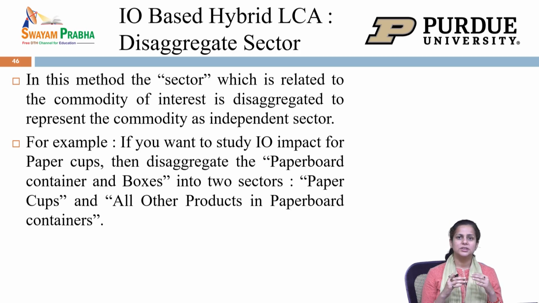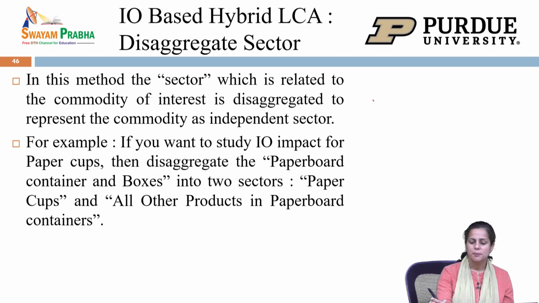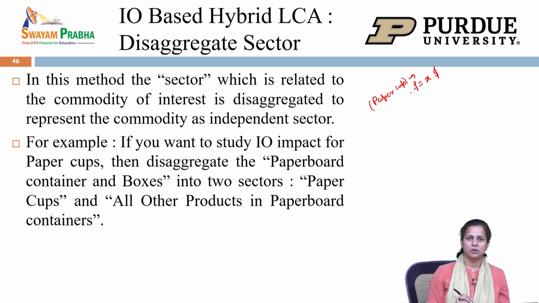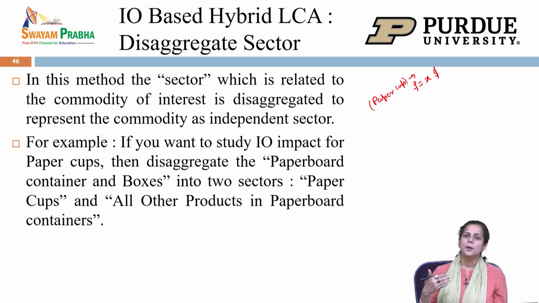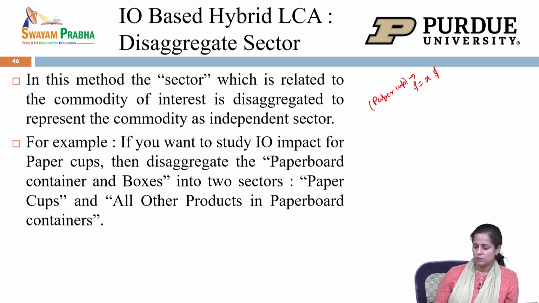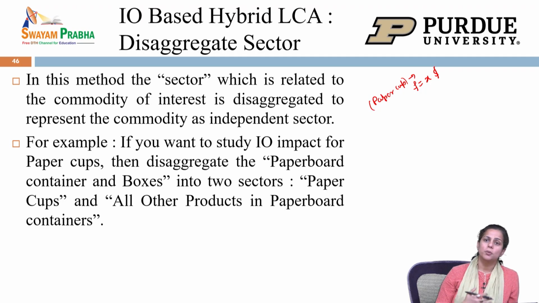So what we will do is we will segregate it into one sector that is only making paper cup, and then all other products in paperboard containers manufacturing. So that way when we have a new sector where we have paper cup sector, to study the impact we will only set the final demand equal to some amount of X dollar for paper cup, and for rest of the economy we can set it at 0, so that we can only study the impact of paper cup manufacturing from that particular economy. So this is what we call the IO based hybrid LCA, because we are still doing the input output, but we are disaggregating the sector by using more detailed information about the paper cup manufacturing to disaggregate that sector.